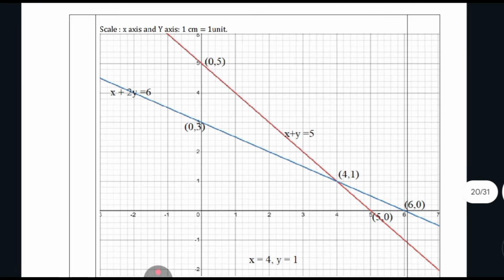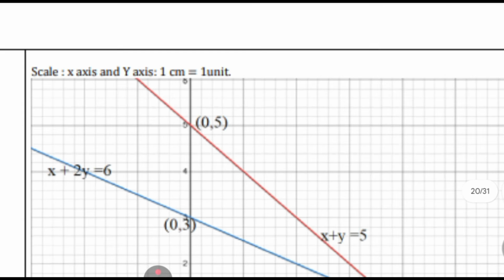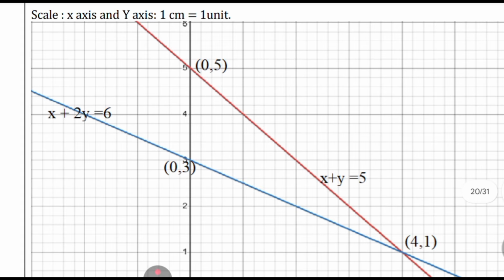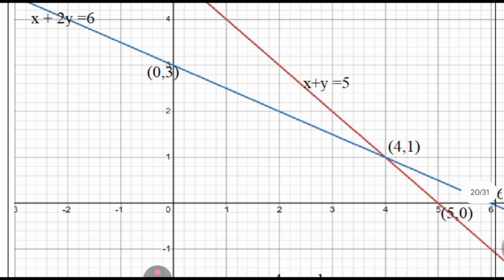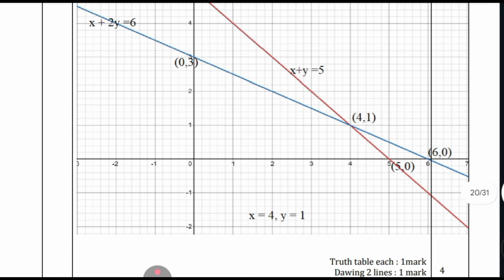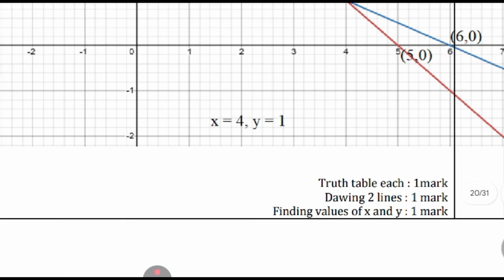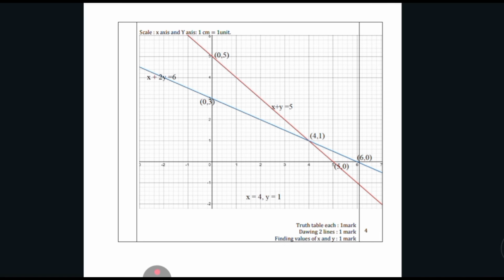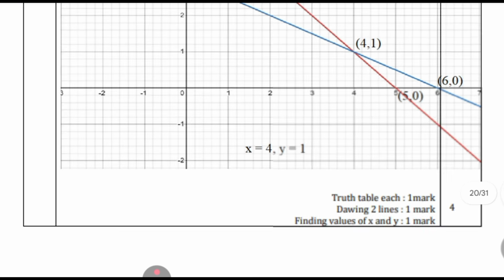And you should also mention the scale on the x-axis and y-axis, 1 centimeter is equal to 1 unit. You should mention that, and all the points, and which line is for which equation. Here you can see the whole graph at a glance, and mainly concentrate on writing this table.